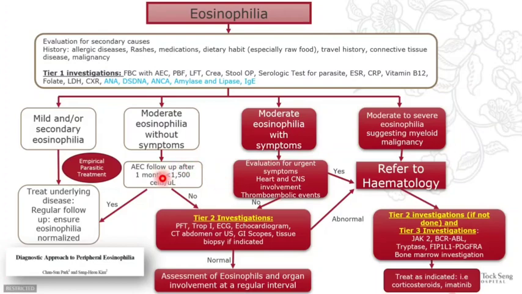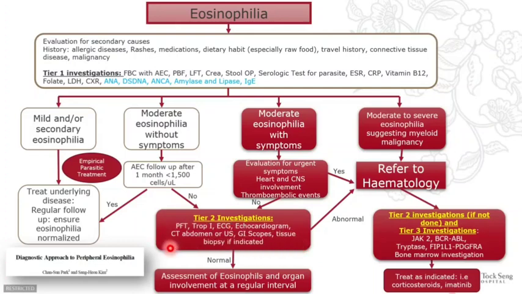Tier 2 investigation or level 2 investigation means you look for organ involvement of the eosinophilia. If you are suspecting a lung cause, usually we do a pulmonary function test. If there is a heart cause, we will do investigations like an ECG or echocardiogram.